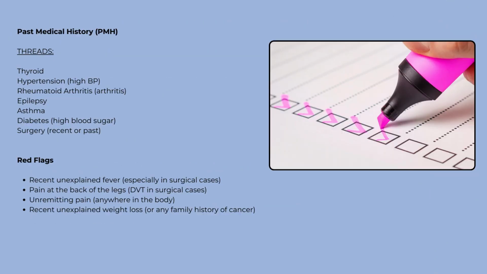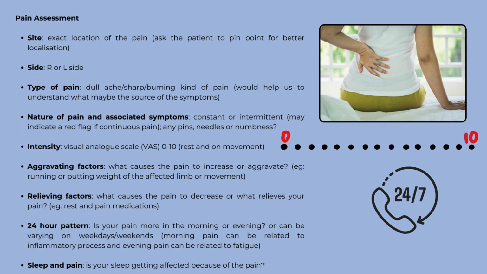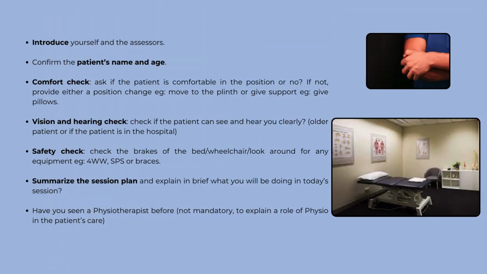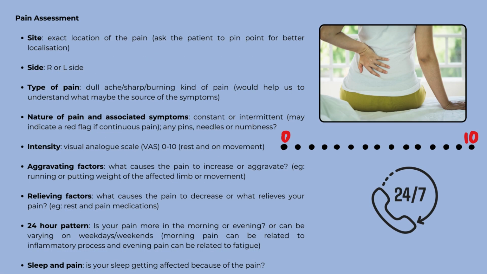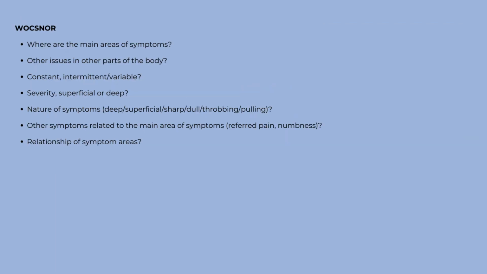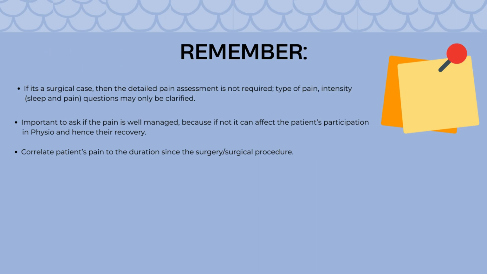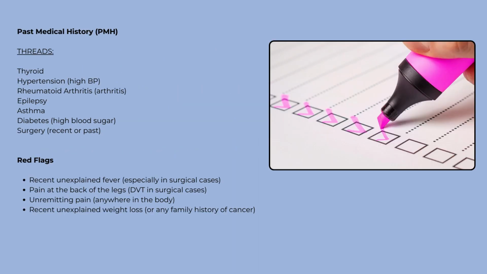All right, so I'll just go back to the previous slides. So remember, we meet the patient, we check their comfort, we do a safety check, we summarize what we are going to do in the session today. We ask about why they are here, ask in detail about their main problems. Then we do a pain assessment, ask all these questions that we have already discussed. We then talk about their past medical history, clear out the red flags.